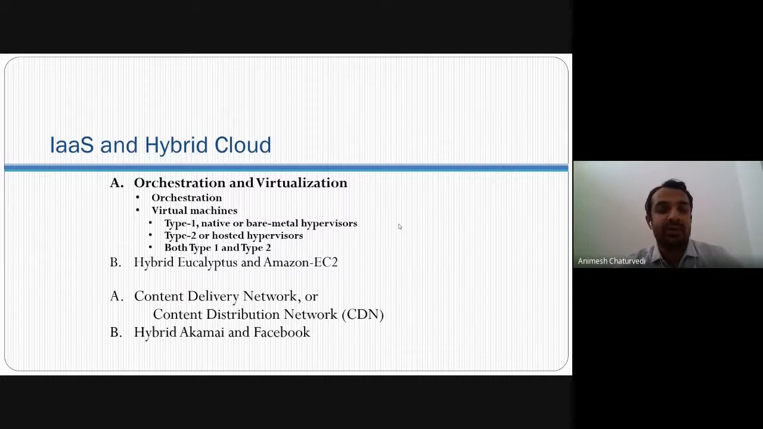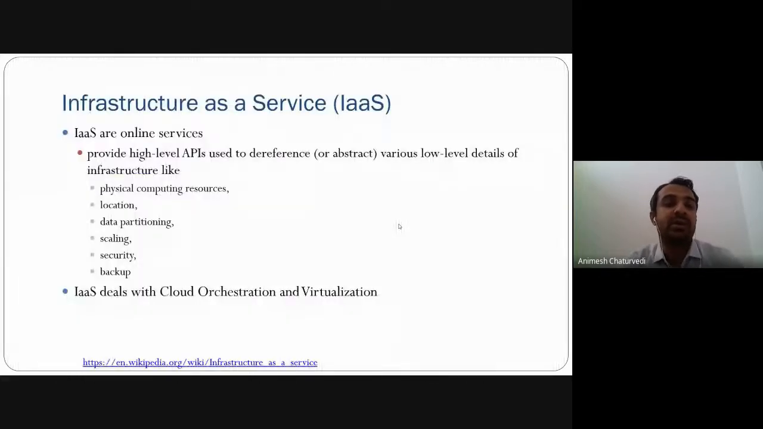So we'll start with orchestration and virtualization. In this, we'll see type 1, type 2, bare metal, hosted hypervisor, and both combined, type 1 and type 2. Then we'll start with IaaS, infrastructure as a service, which is basically an online service that provides you hardware abstraction or dereferencing. It means you can use the hardware of a remote machine or remote server.